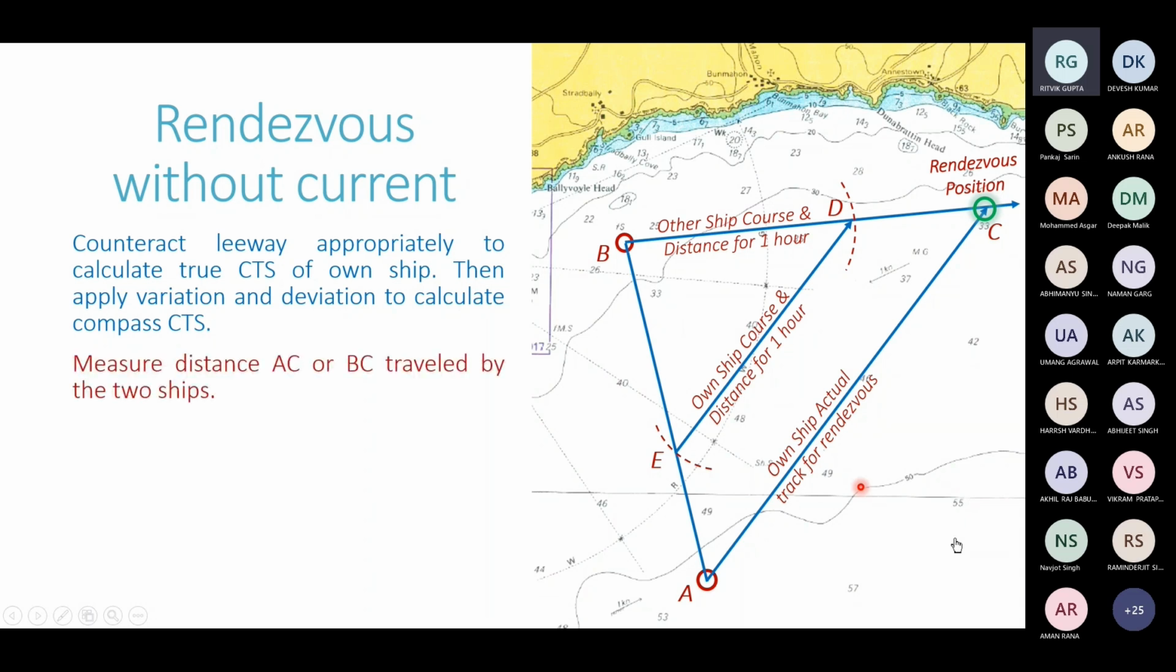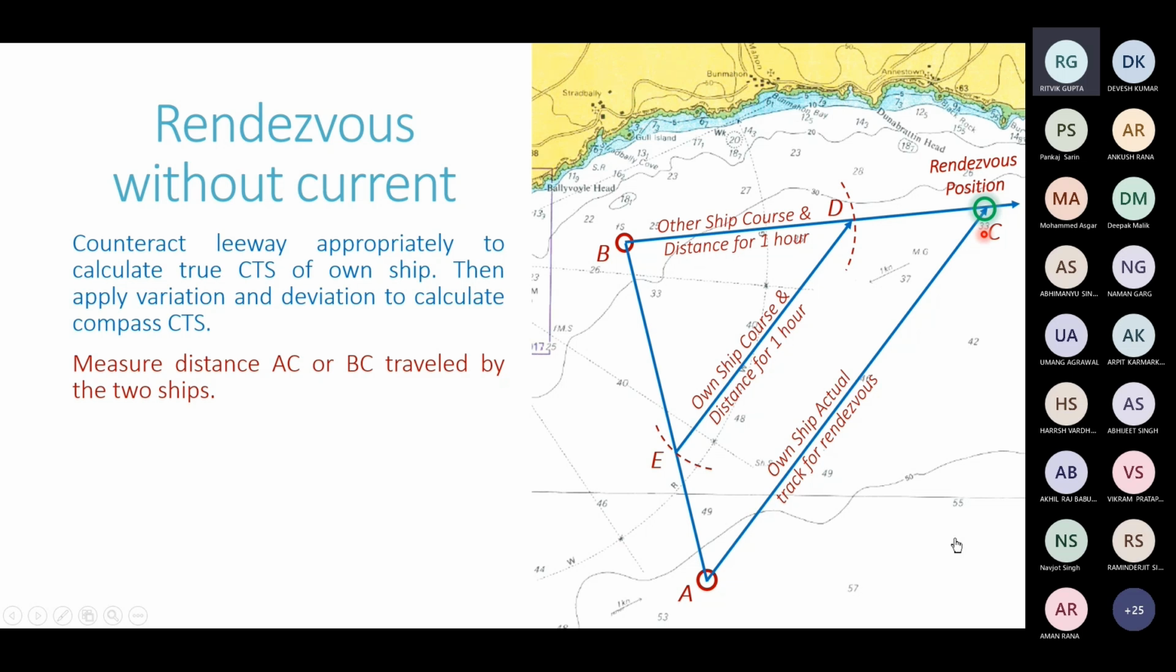Now to find out the time to rendezvous, we have to measure this distance AC, Alpha Charlie. We know what is our engine speed. So this Alpha Charlie is the total distance to be covered by the ship for rendezvous. If we divide this Alpha Charlie distance by our engine speed, it will give us the time after which we will be meeting up with the other ship. So distance AC divided by the speed of own ship gives us the time to rendezvous.